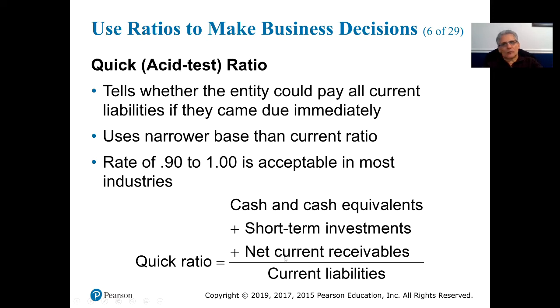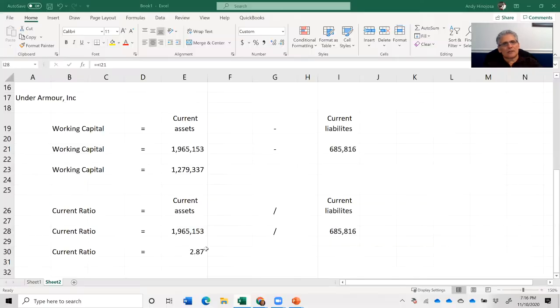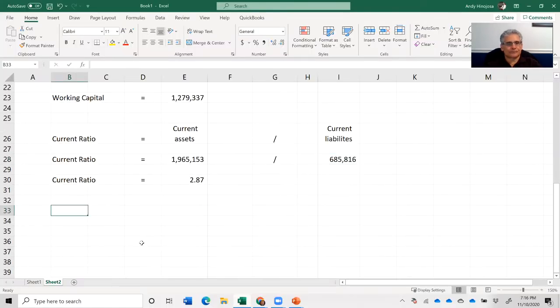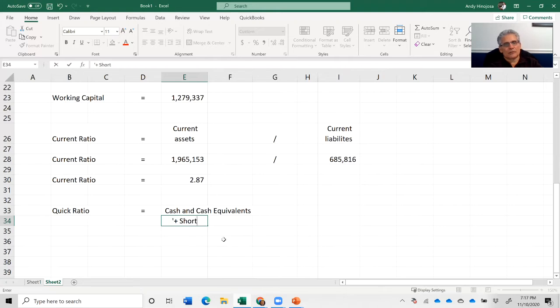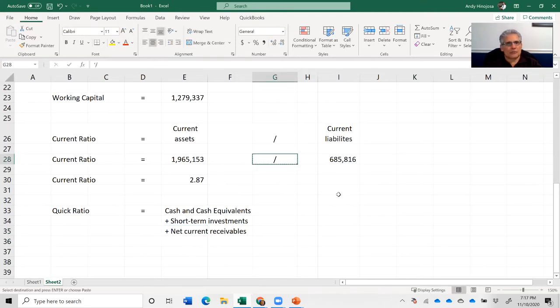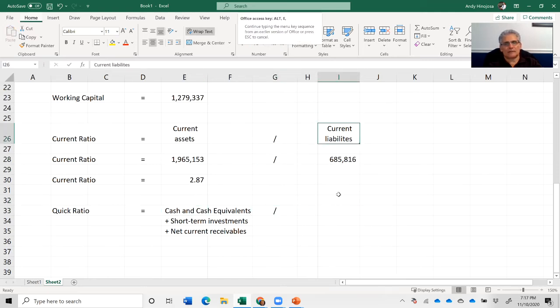But let's take a look at what it looks like for Under Armour. Now, let's go ahead and put the quick ratio here. That's equal to cash and cash equivalents, short-term investments, plus net current receivables. And just like the current ratio, we're going to take the sum of those three numbers and divide it by current liabilities.